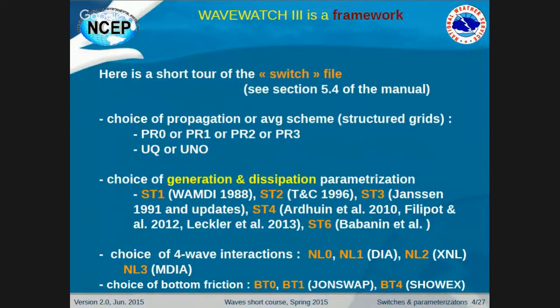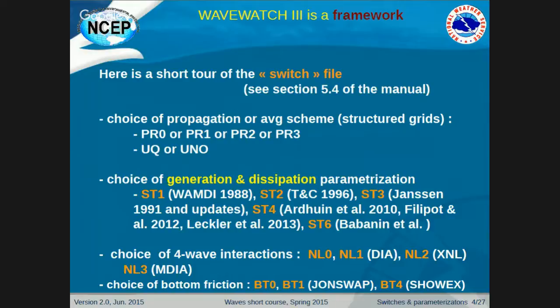Okay, so this switch file, which is the most important piece of the code, just one line of text, contains all the choices you can make on the different propagation schemes. So you can use a first order, third order, or second order schemes. You can use different ways to average the spectrum to avoid what's called the garden sprinkler effect, which is an effect of discretization of the wave spectrum.